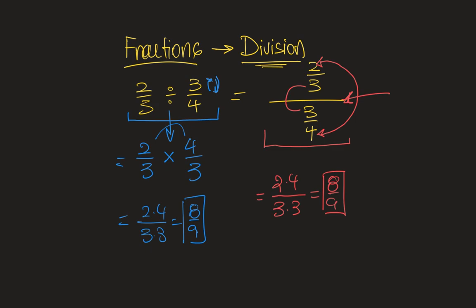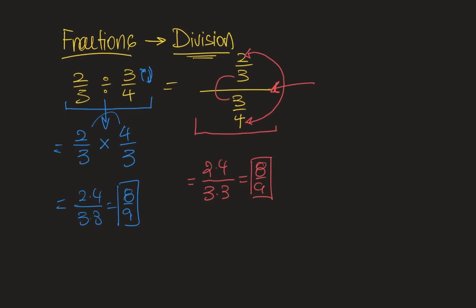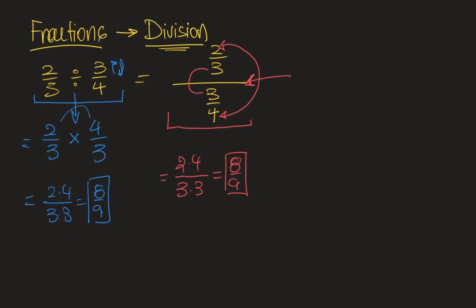Now, the issue that I have with both of those ways is that it's kind of difficult conceptually to understand why we do what we do and why the answer is the answer that it is. So I'm going to try to give you a little bit of an explanation, or perhaps show you another way that I think will make so much more sense intuitively. So we have to divide 2/3 by 3/4.